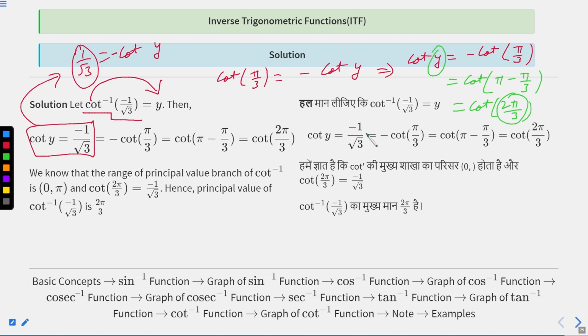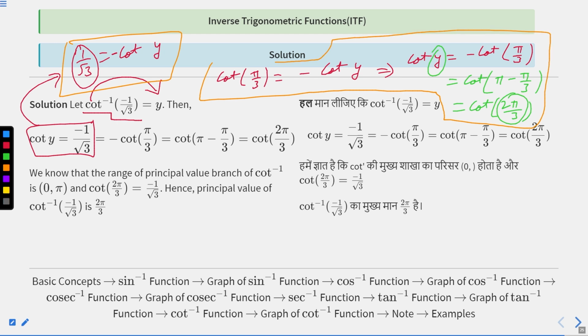Okay, I hope that it is now clear to you. I think that this way is quite easy if you compare it with the previous steps. Okay, so that's it for now.